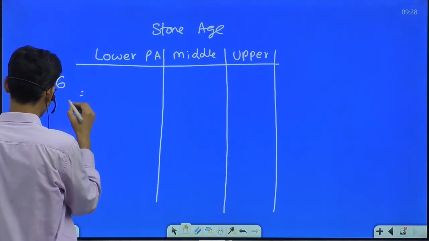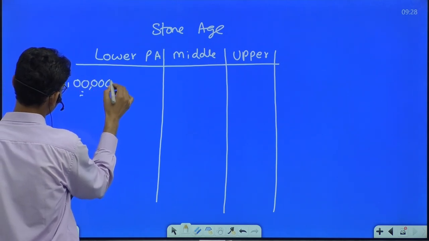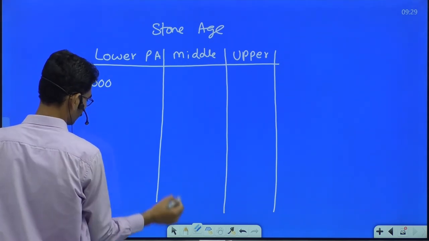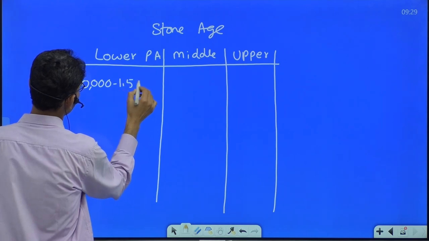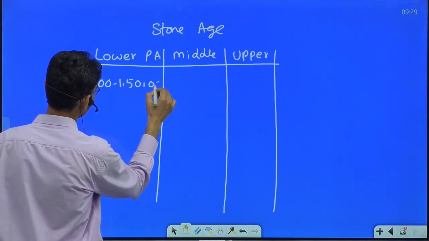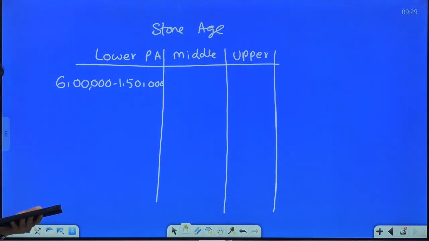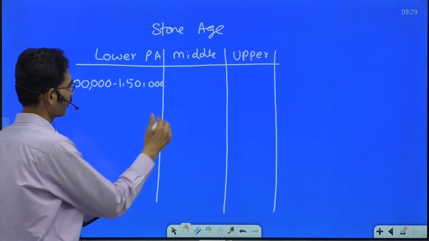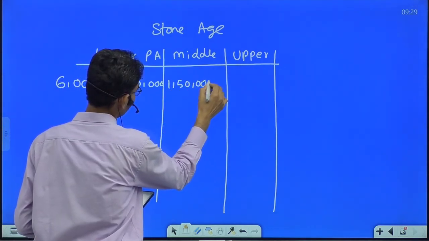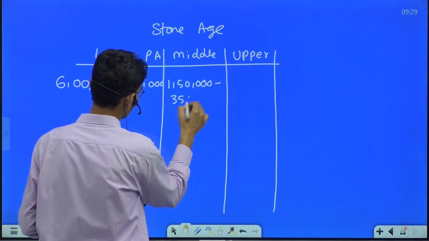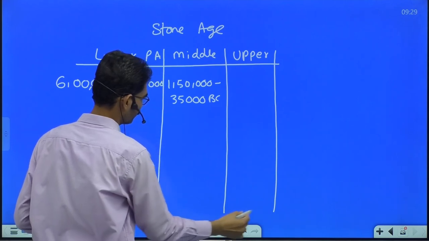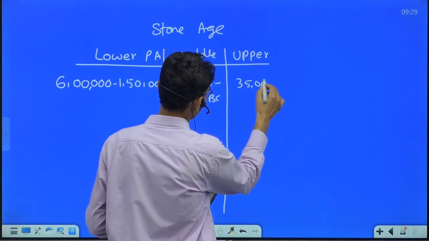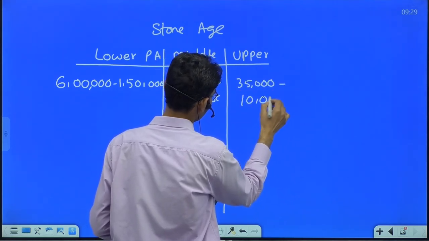This is 6 lakh. From 6 lakh to 1,50,000 BC, Lower Paleolithic. And I will give the places also, from which places we got this evidence. This is 1,50,000 to 35,000 BC. This is 35,000 to 10,000 BC.